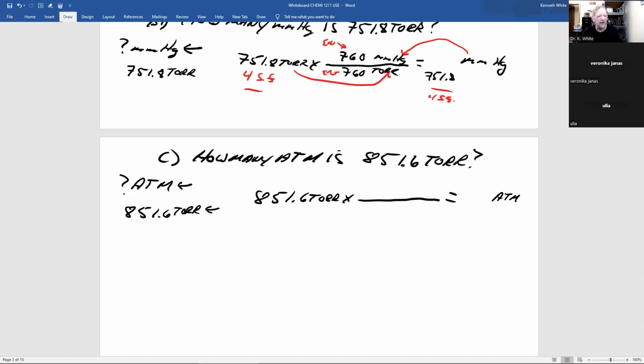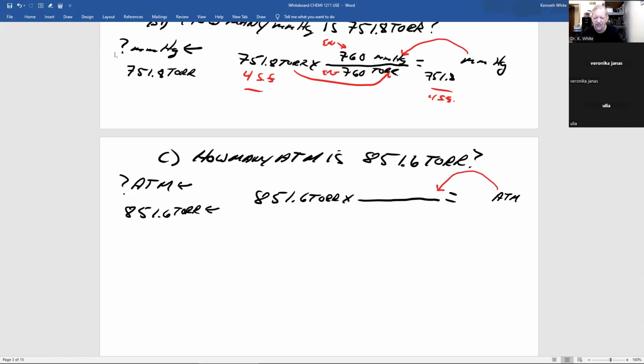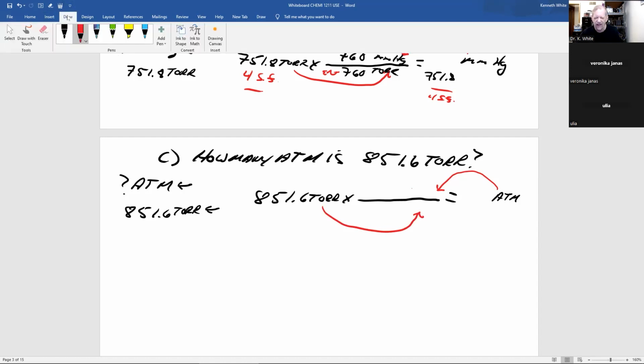And now I'll use my good buddy, my good friend, hopefully yours too, unit analysis. Whatever I'm trying to get to goes on top of the ratio. Whatever I'm trying to get rid of goes underneath. And now I'll write that in.